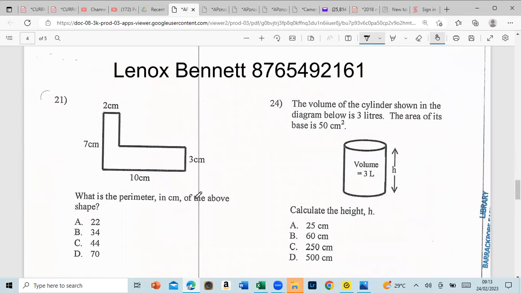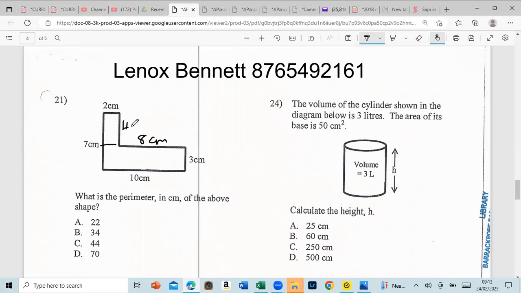What is the perimeter in centimeters of the above shape? Alright, so let us reason it out. This is 10, this is 3, this is 7. If from here to here is 2 and all of it is 10, it means that it's supposed to be 8. Let me try to figure out the measurement here. All of from here to here is 7, and from here to here is 3, so how much more do you want?